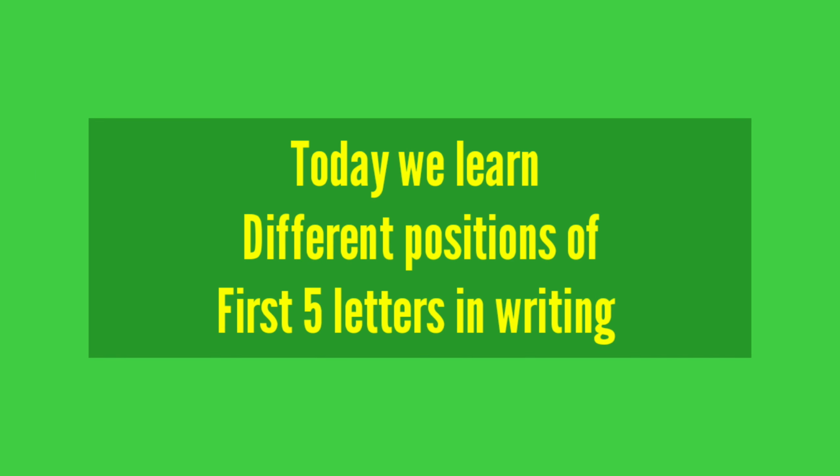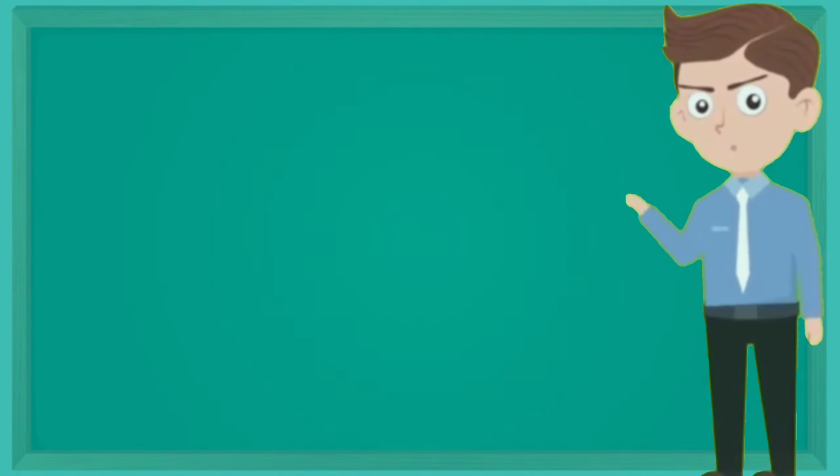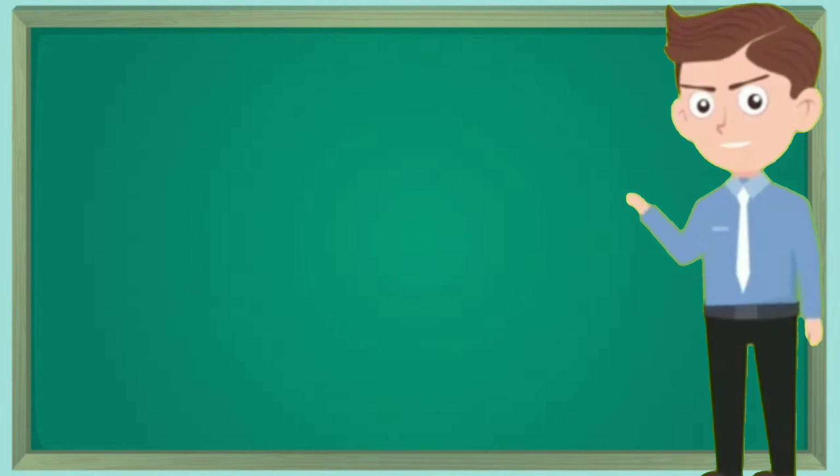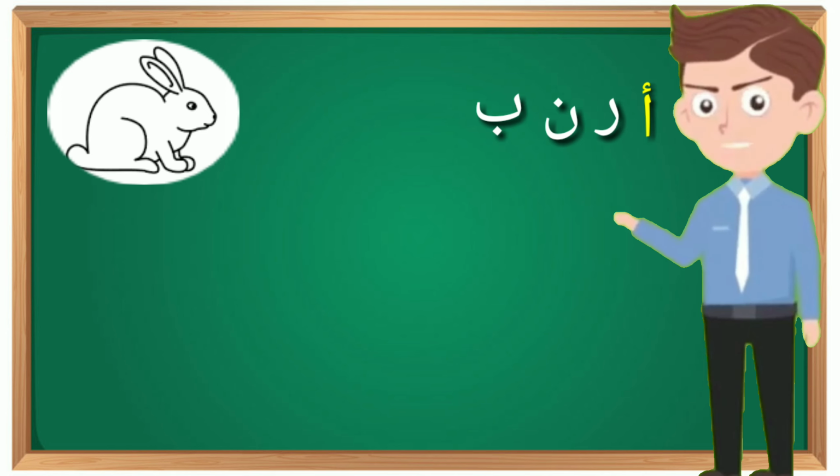Hi dear friends, Arabic alphabets have different positions in writing. Today we learn different positions of the first 5 Arabic alphabets in writing. You can see on the screen the word alif, ra, noon and ba. We can read it Arnab, Arnab. Arnab means rabbit, rabbit.